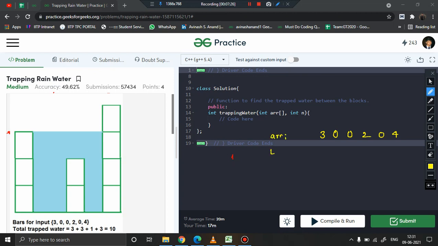Now find out the left max. Left max means, traverse from left to right and keep track of the maximum value you are encountering. So if I am at this position, the maximum value encountered so far is 3. Now I came to this index. The maximum value encountered so far is 3.